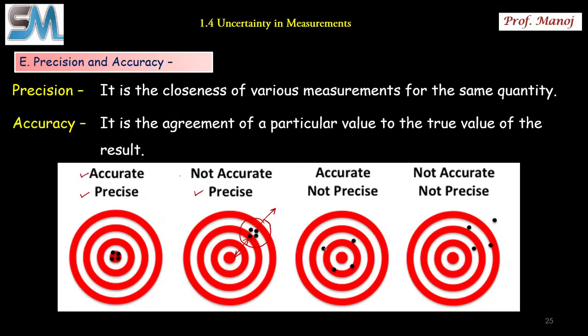Next case, you can see they are accurate, but not precise. And last, everyone is haywire, so not accurate, not precise at all.